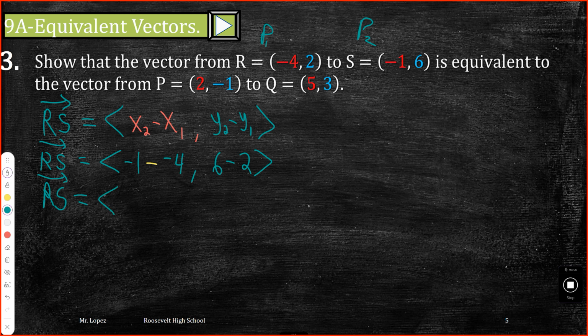So what's the answer now, Grover, for the x? 3. Evelyn, what is it? 4. Oh, look, it's 3, 4. Why is it always 3, 4 in my examples? Let's do P to Q.